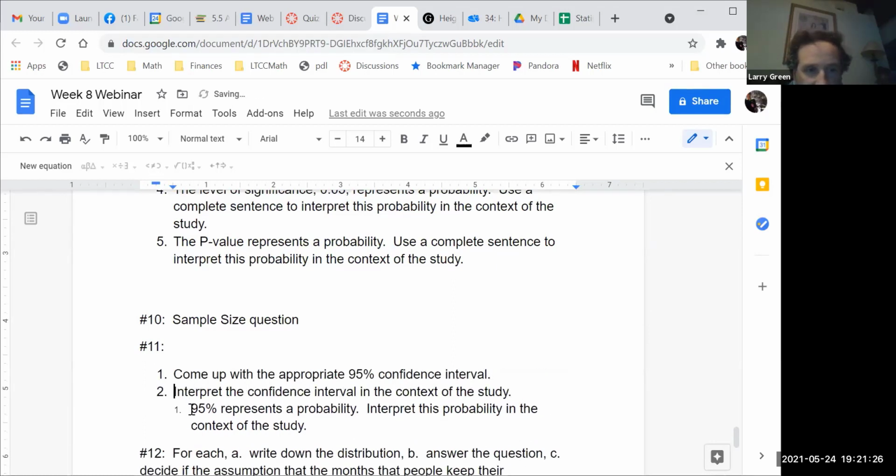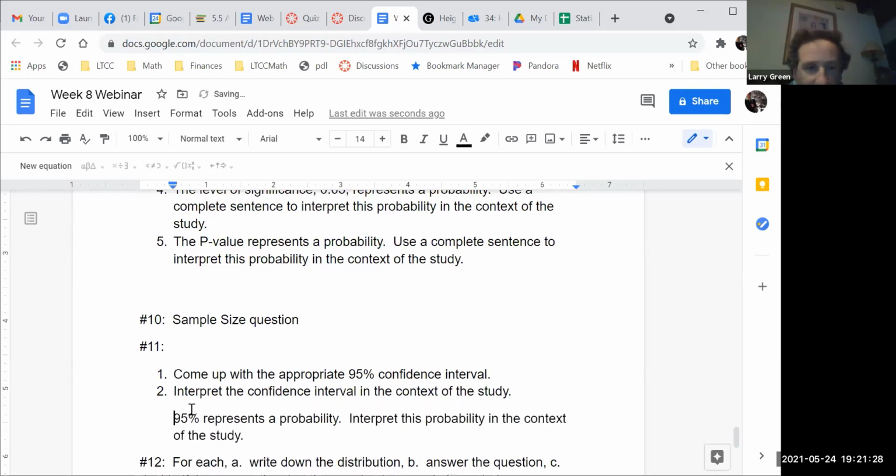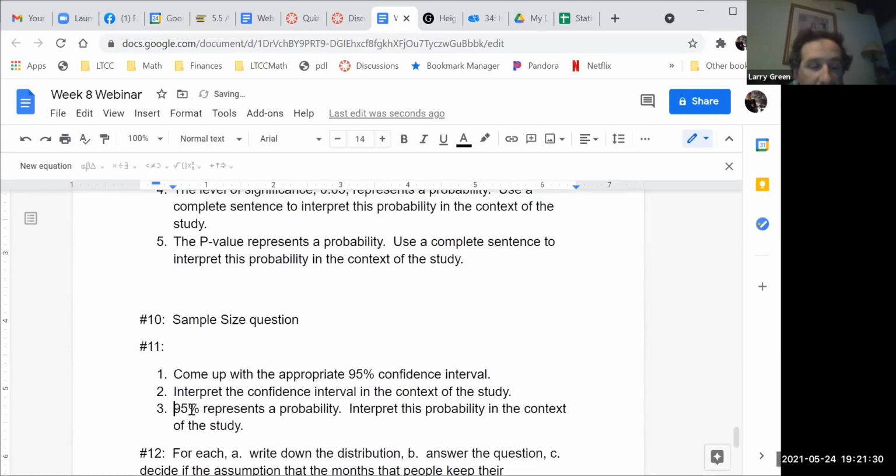Number 2 is interpret the confidence interval in the context of the study. And number 3 is 95% represents a probability. Interpret this probability in the context of the study. Do you remember doing the stuff with chapter 8? Hopefully you do, because you're going to have to do it. And practice, practice, practice.